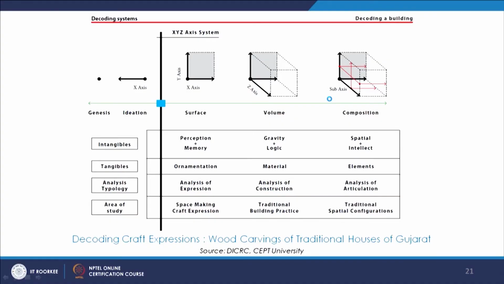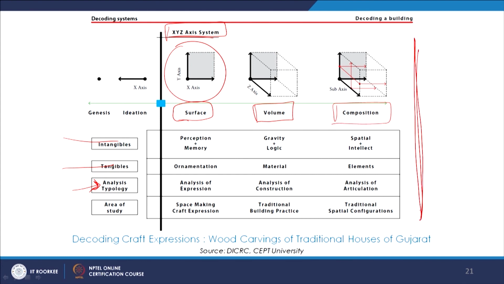And we discussed very interesting systems, and how DICRC has come up with this XYZ axis system, and we try to map some intangibles and tangibles. We have a framework for analysis, and how we analyze the craft and the interior architecture in terms of the surface, in terms of the volume, and in terms of the composition. So we discussed all of this matrix that has been designed by them.